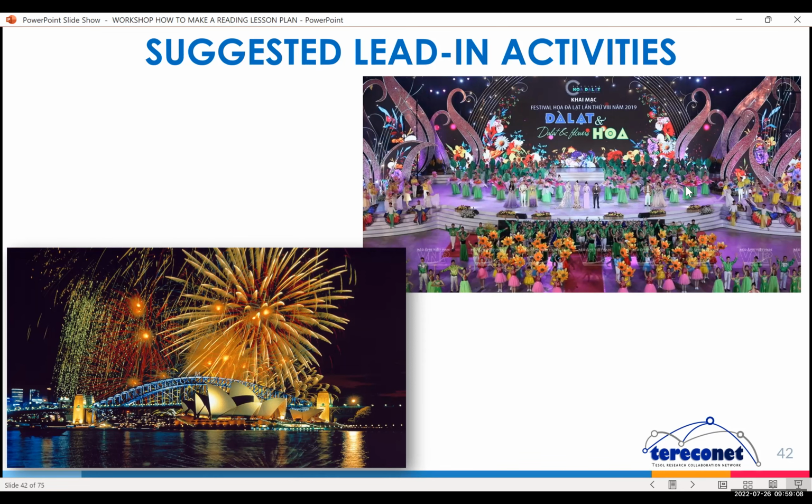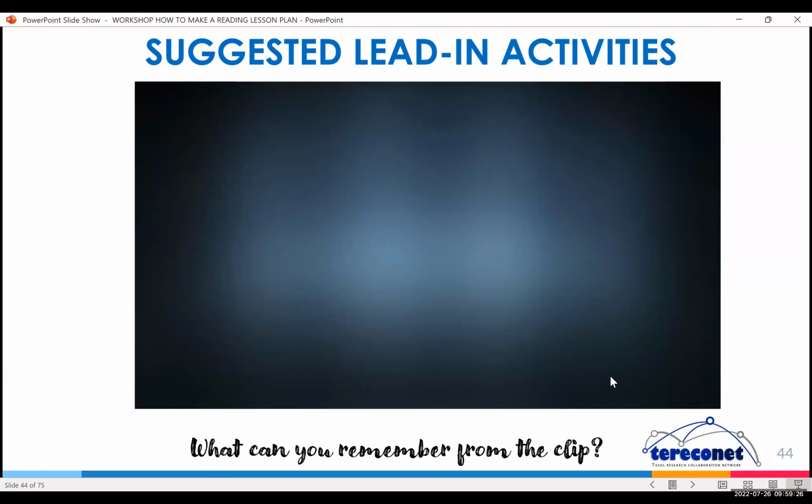Okay, what about the second one? Very easy for the second one. We see Vietnam already. Yes. Okay. And what is happening here? Flowers. Oh, yes. So they are all about celebration and festival. So I lead to the topic that we are teaching on that day about festival or celebration.